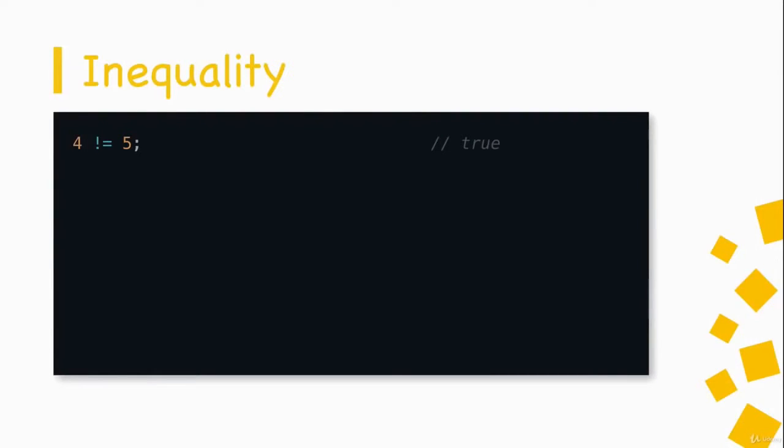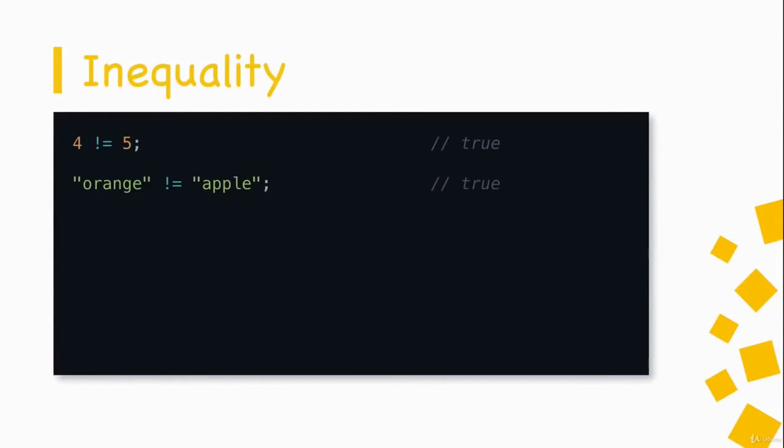So in short, the inequality operator returns true if the values are not equal, and returns false if the values are indeed equal. So 4 is not equal to 5 returns true, because 4 is not equal to 5, right? 4 is a different number, 5 is a different number. So 4 is not equal to 5 is true.